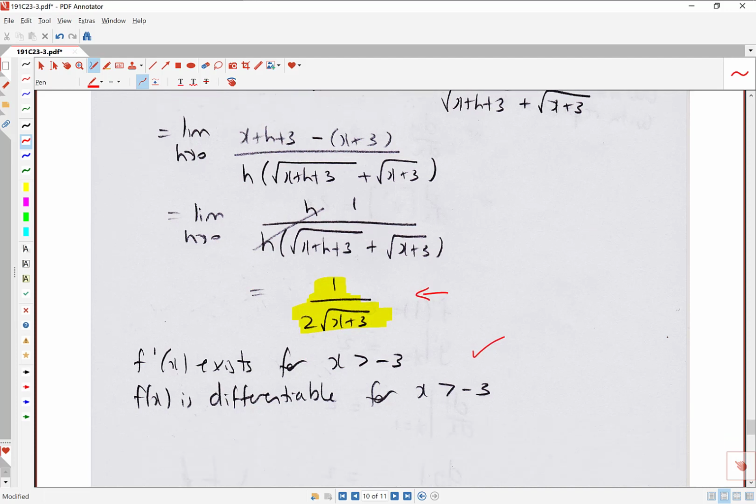And to say that f prime of x exists is exactly the same thing as to say the original function that we started with is differentiable. So f of x is differentiable for x bigger than -3.